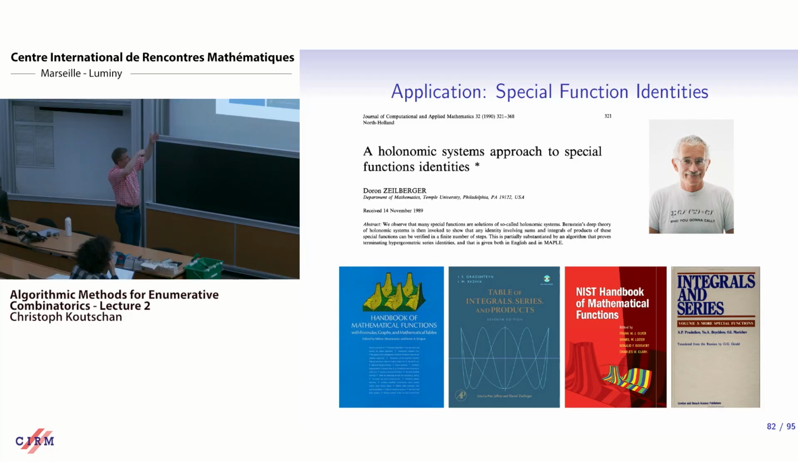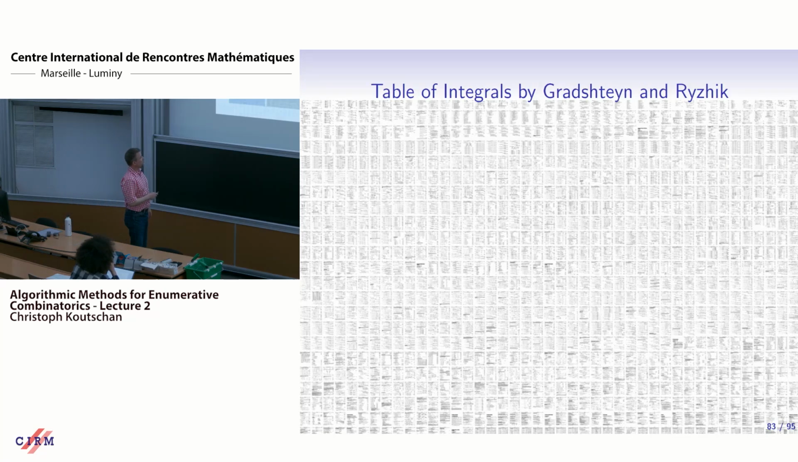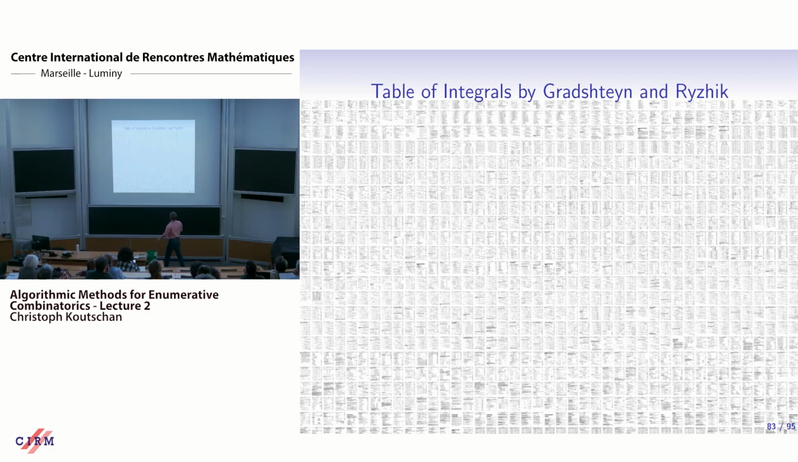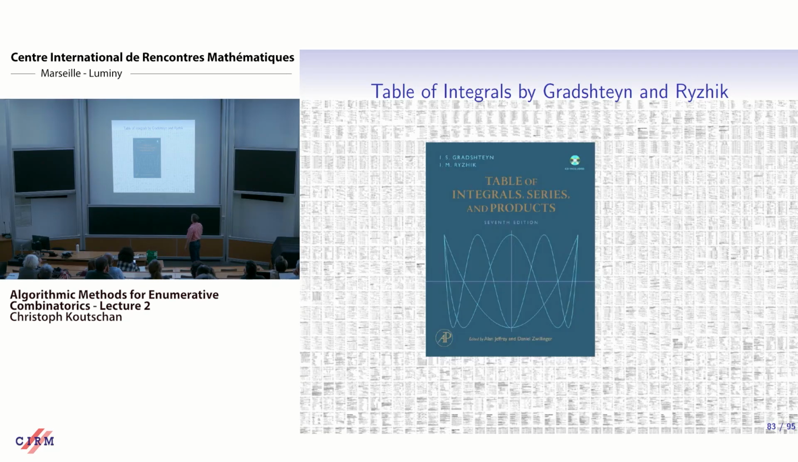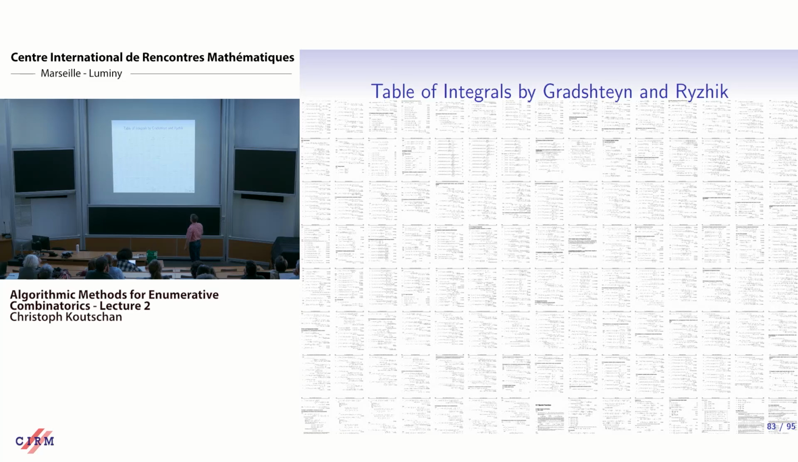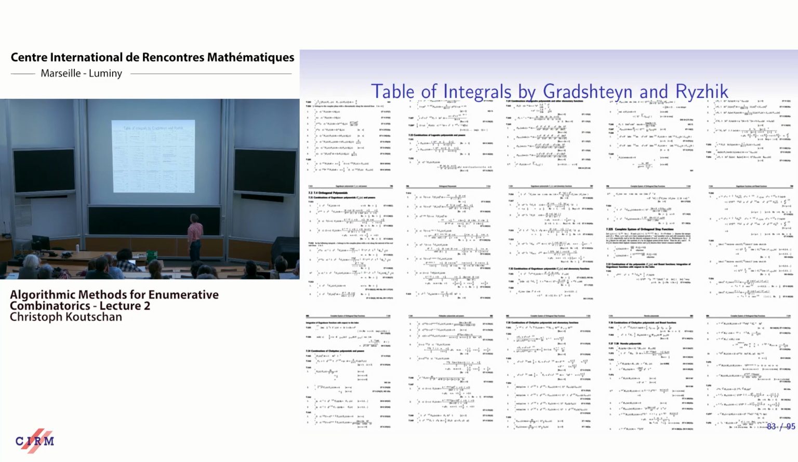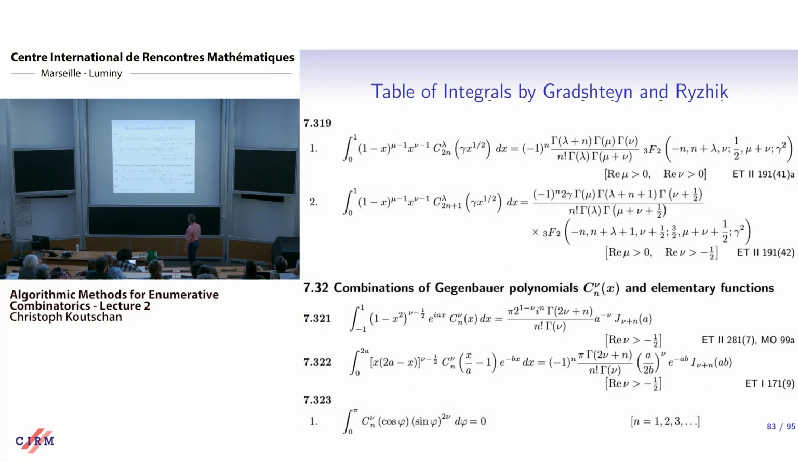So the original motivation to introduce this holonomic systems approach was to prove special function identities. So let me demonstrate how this works in practice. If you open one of these books, you see 1,000 pages of formulas. Okay, let's zoom in. Yeah, this is the whole book at one glance, and you see it's just formulas. Every page contains formulas.